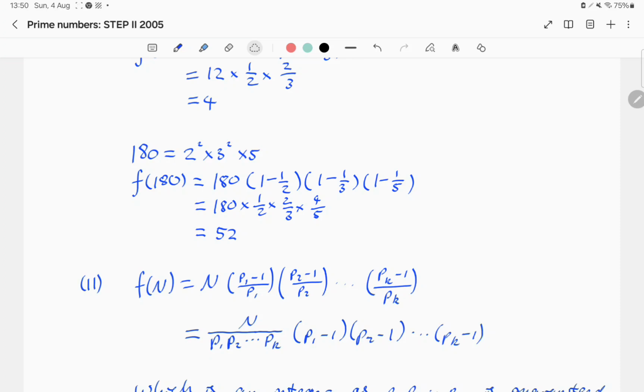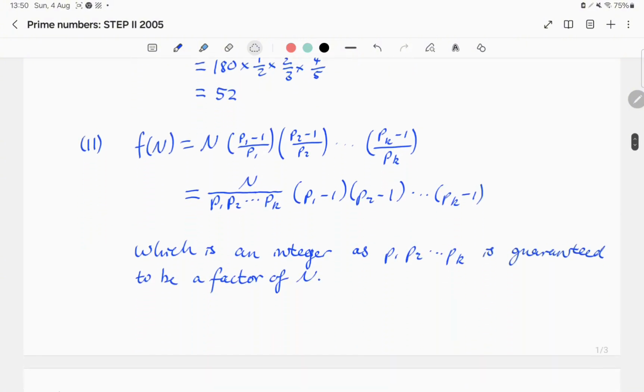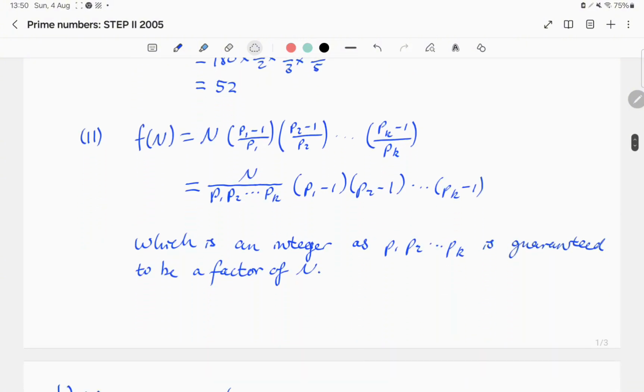Now we'll move on to part 2. Firstly, we can rewrite the expression for f(n) like so. Then we can take all the denominators out of our fractions and put them underneath our n to leave a string of integers on the right here. Now, the left-hand side here is an integer, because p1, p2, all the way to pk is guaranteed to be a factor of n, and therefore f(n) is always an integer.